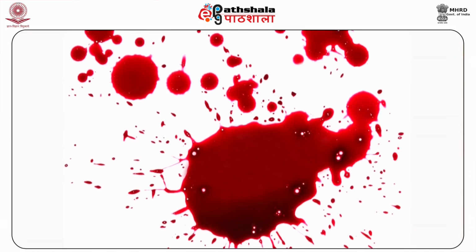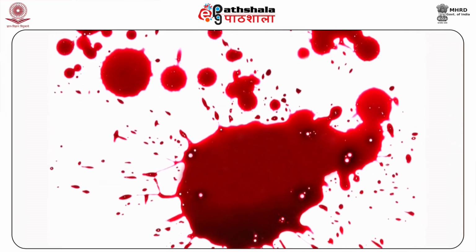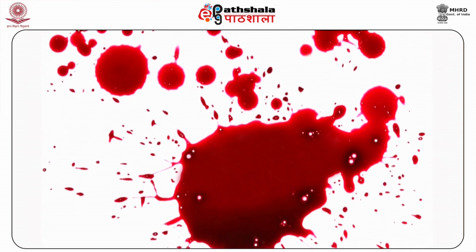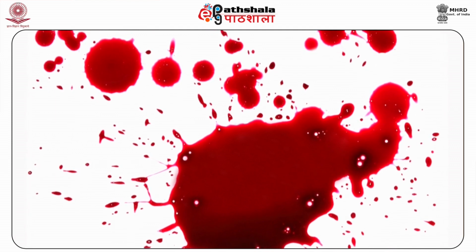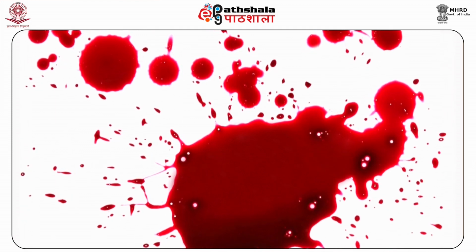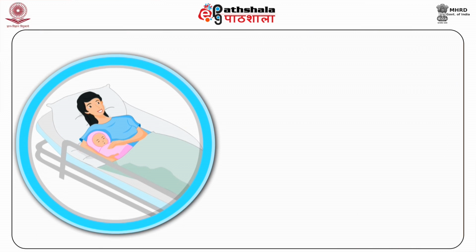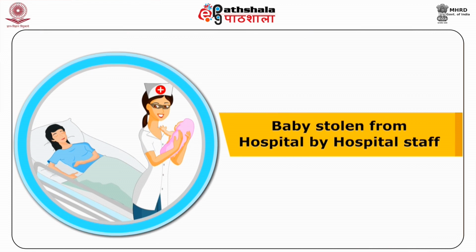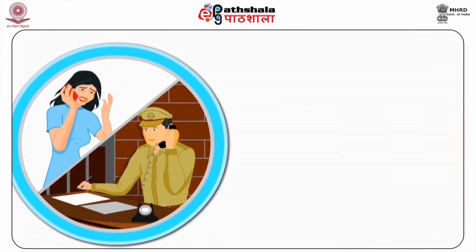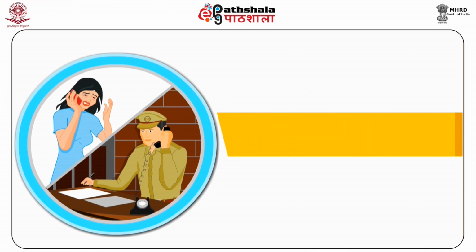Blood is one of the most significant evidence in forensic casework. Blood can establish the connection between a victim and the criminal. Let us understand this with the help of a case. A baby of 2 days was stolen from a hospital by the hospital staff. The concerned parents reported the case to police and an FIR was lodged.